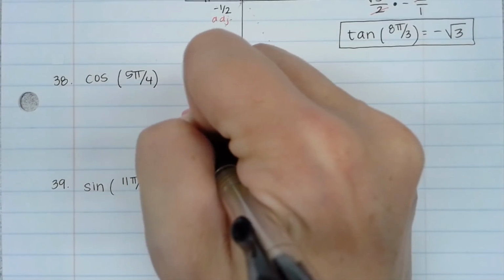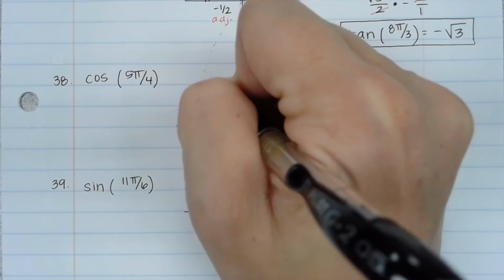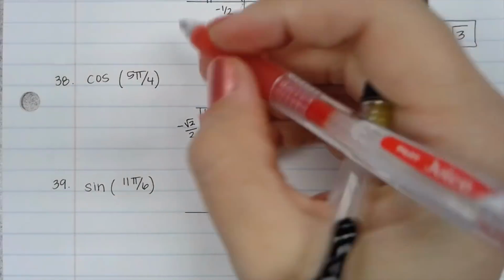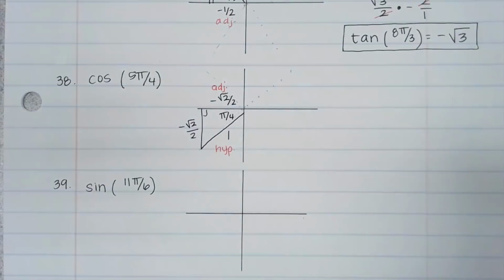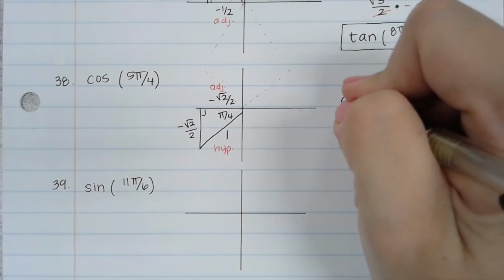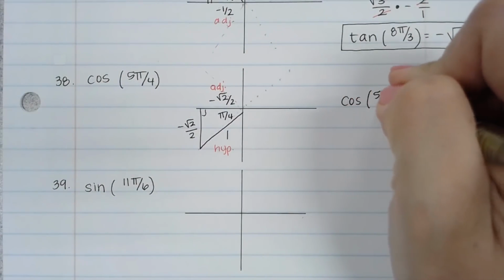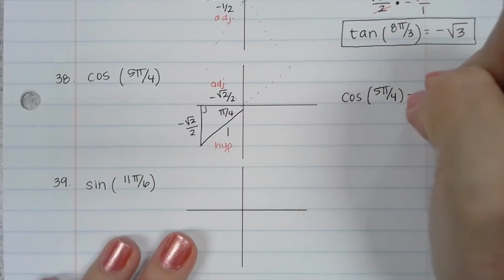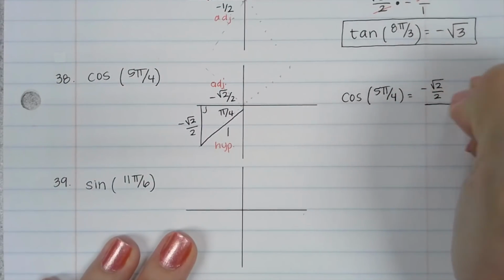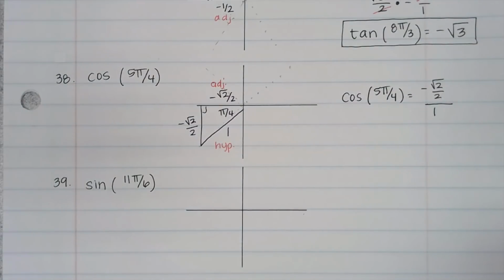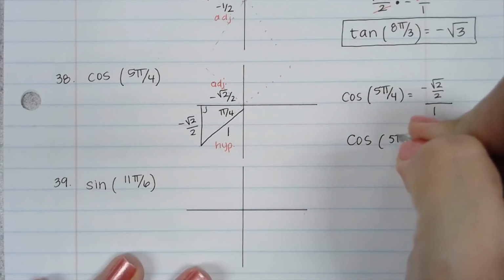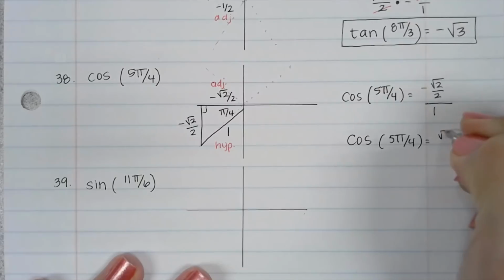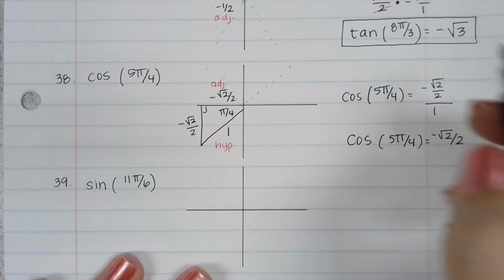So this is going to be negative the square root of 2 over 2, negative the square root of 2 over 2, and then 1. And I'm finding cosine. So for cosine, I need adjacent, and I need hypotenuse. So the cosine of 5 pi over 4 radians is going to be negative the square root of 2 over 2 divided by 1. And so for question 38, anything divided by 1 stays itself. So the cosine of 5 pi over 4 radians is going to be negative the square root of 2 over 2.